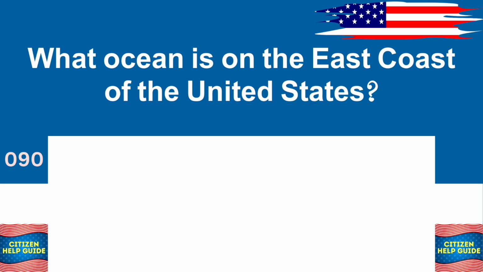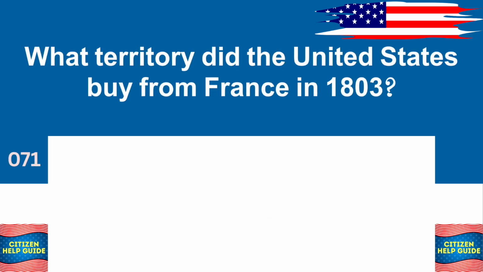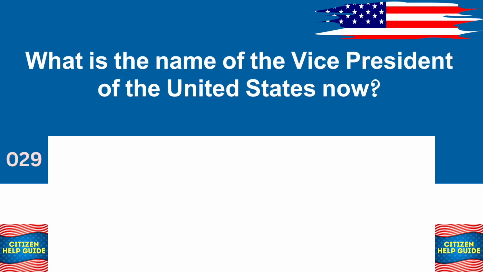What ocean is on the east coast of the United States? Atlantic Ocean. What territory did the United States buy from France in 1803? The Louisiana Territory. What is the name of the Vice President of the United States now? J.D. Vance.